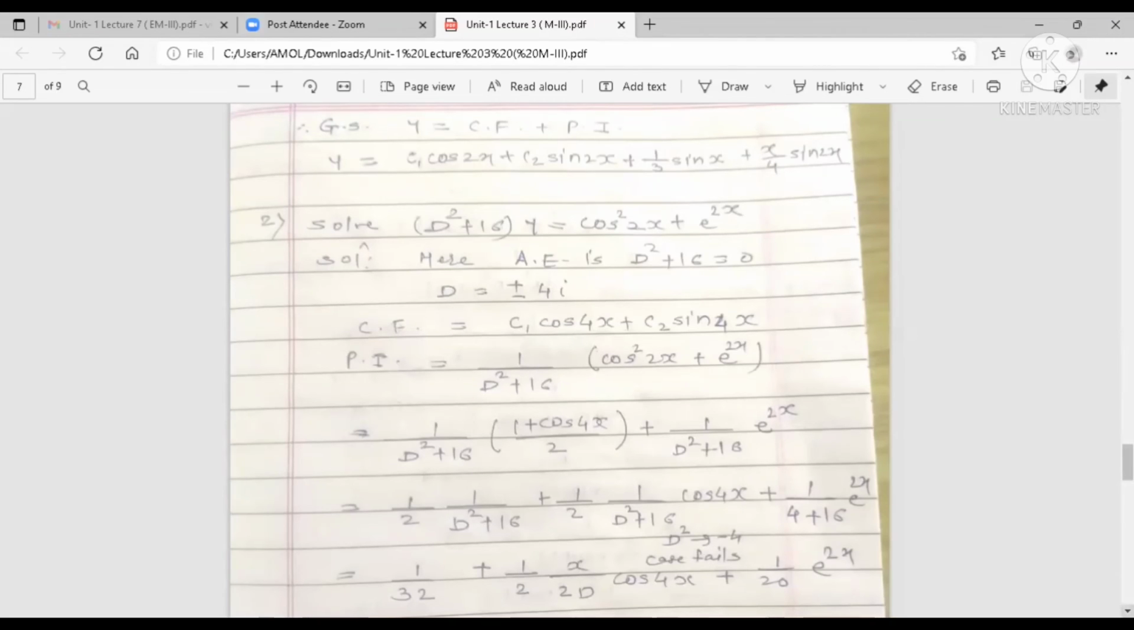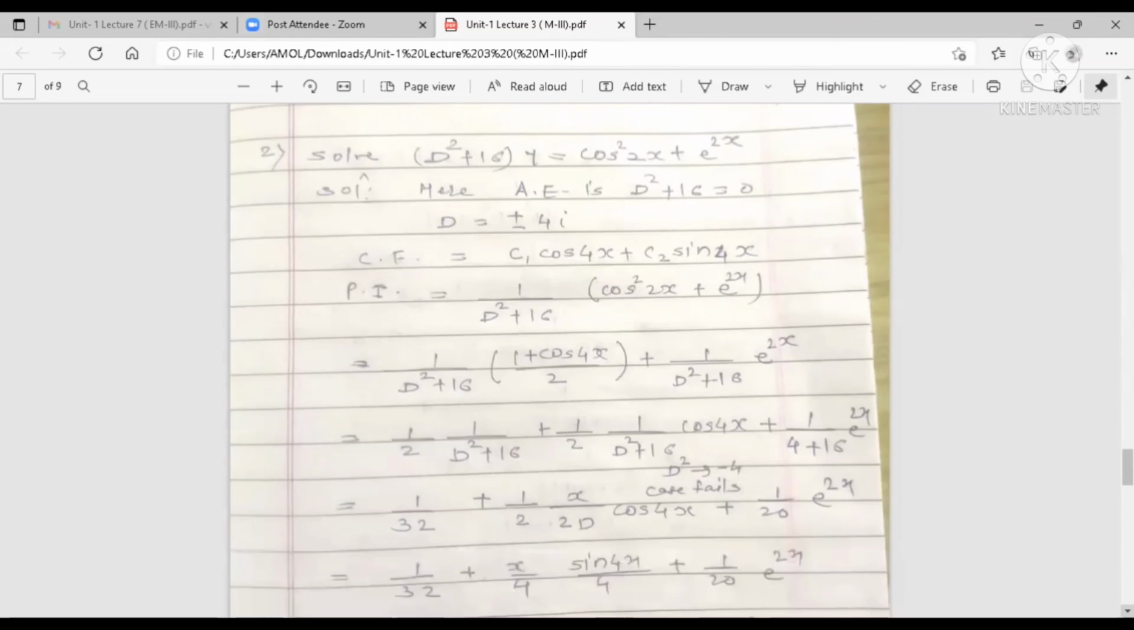Now PI, how to find the PI? If phi of d is d square plus 16, so 1 upon d square plus 16 into function is cos square 2x plus e raised to 2x. Separate both the terms. So 1 upon d square plus 16 into cos square 2x. We have written here the formula for cos square 2x. The formula is here 1 plus cos 4x by 2, double angle formula. And e raised to 2x as it is.